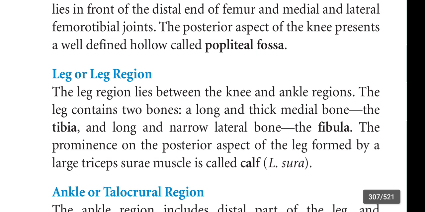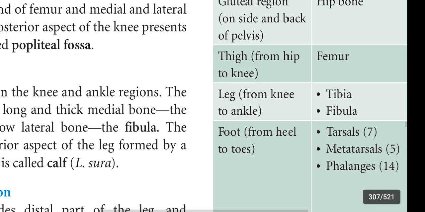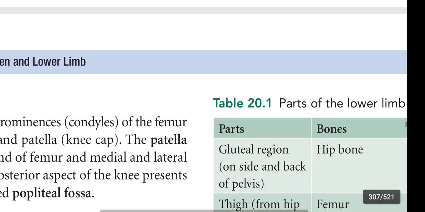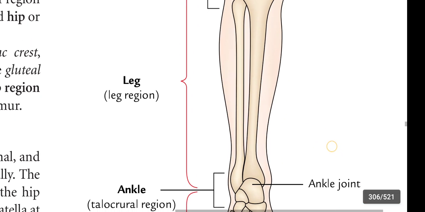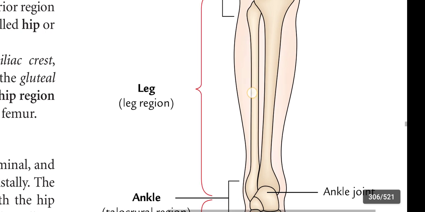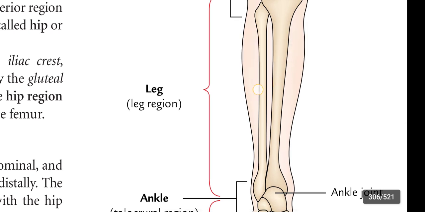The prominence on the posterior aspect of leg formed by a large triceps surae muscle is called calf. Calf is nothing but the large triceps surae muscle, which forms the prominence on the posterior aspect of leg. This is the leg region. Tibia, fibula.